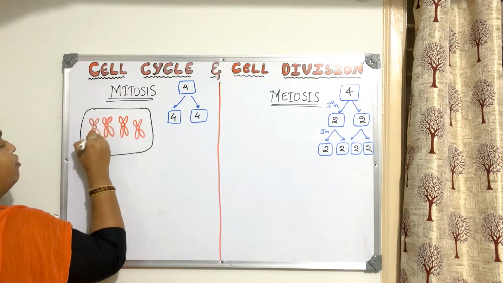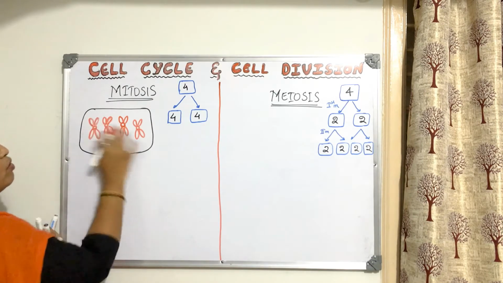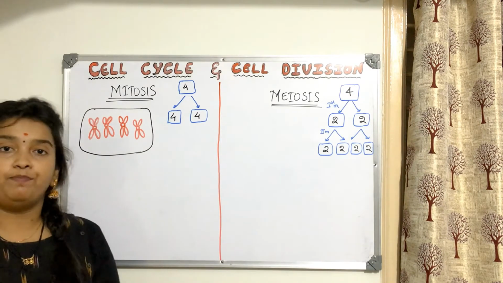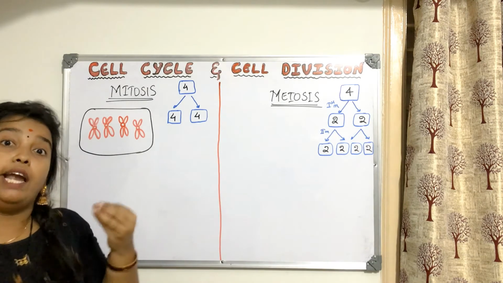Is it clear for you people? Are you able to see it properly? How many chromosomes are you able to see here? 4 chromosomes. What is the ultimate goal? We need to produce 4 and 4. I mean, we need to produce 8 chromosomes.